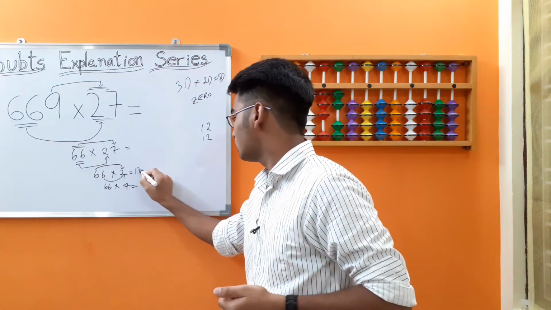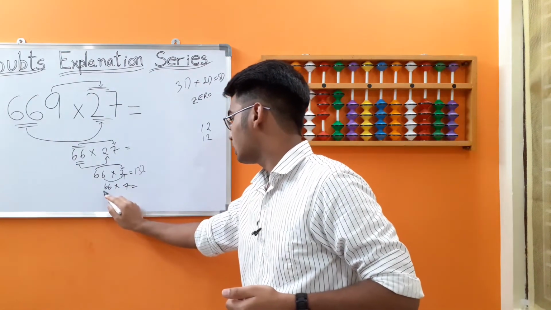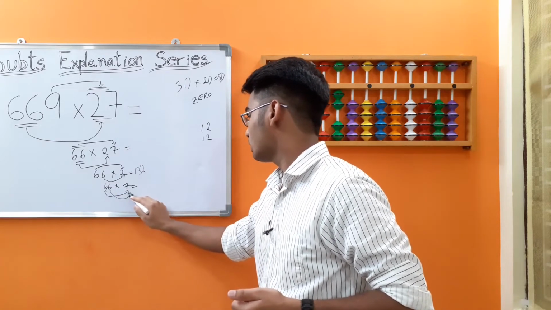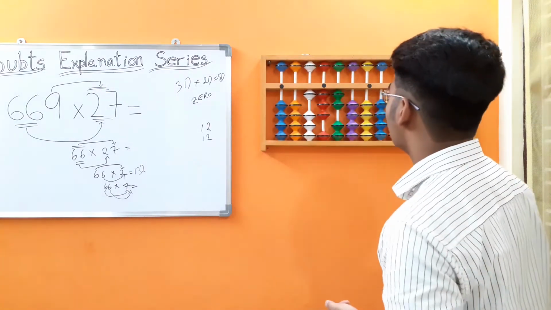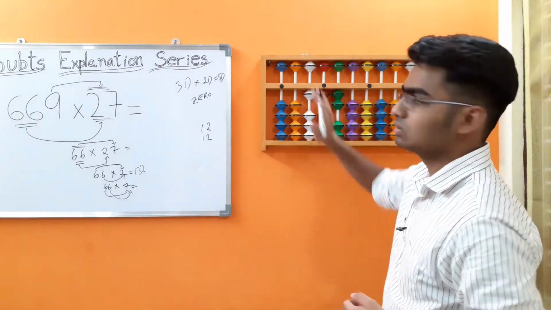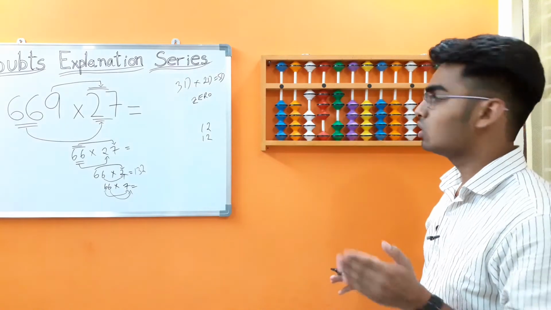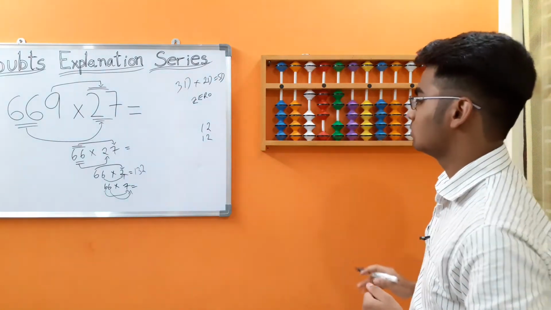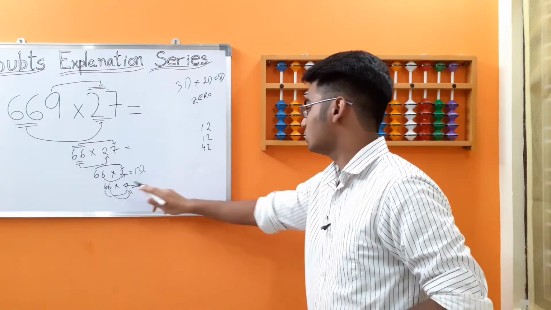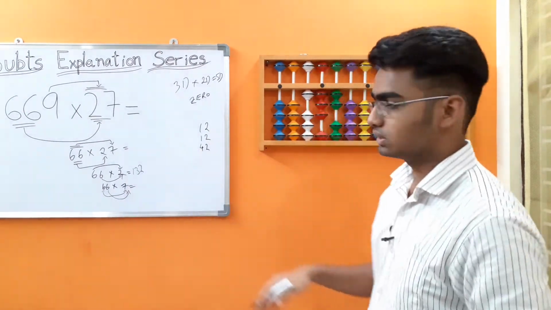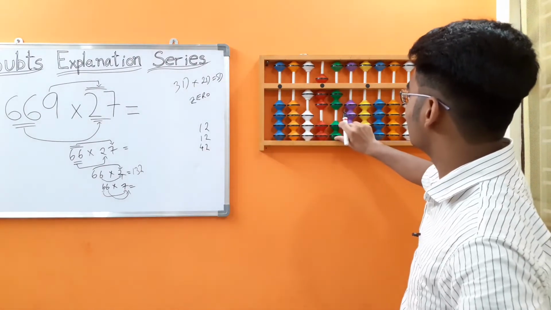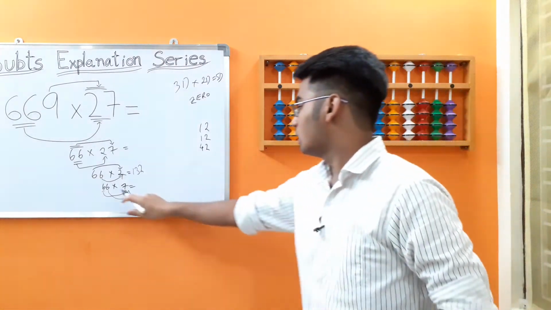This part is done. Next up, 6 into 7, 42. And again 6 into 7, 42. But where to place this? We have started from the 10,000s rod. Now we'll have to move one rod to the right, that is the 1000s rod. 6 into 7 is 42. Then again we have 6 into 7. Let me write it next time. We have to add 42 from the 1000s rod. 42.